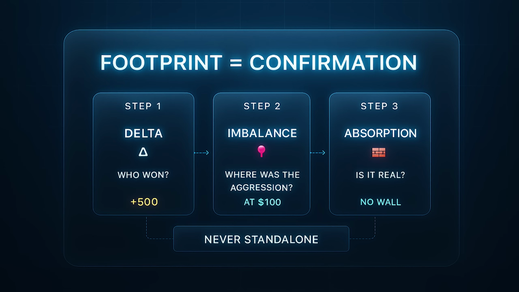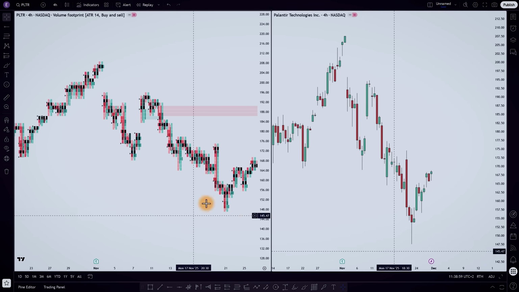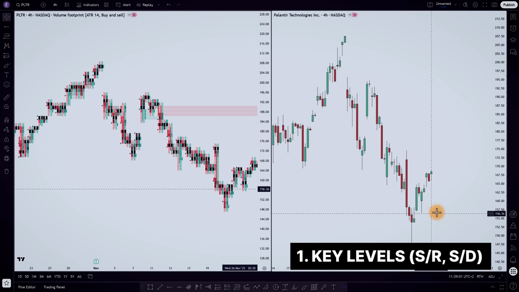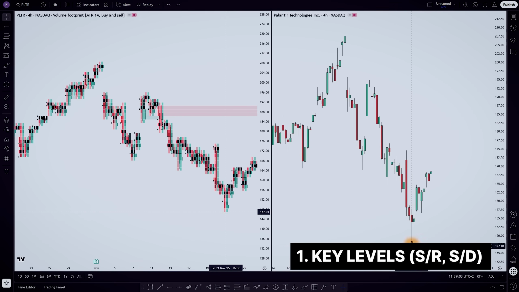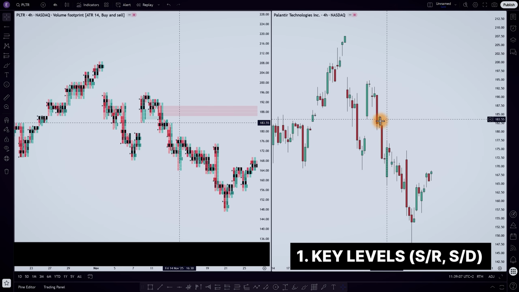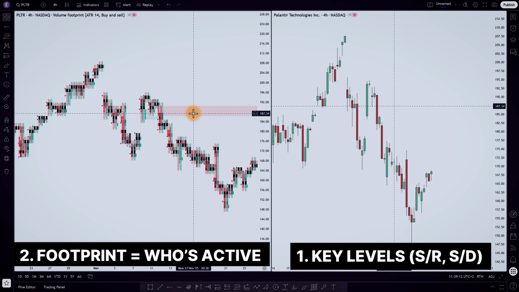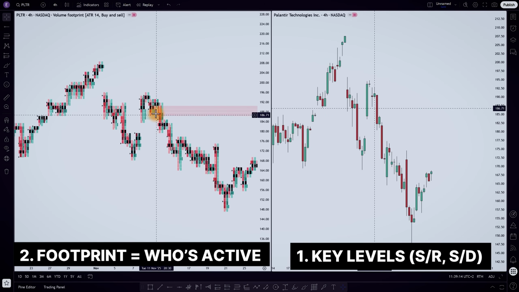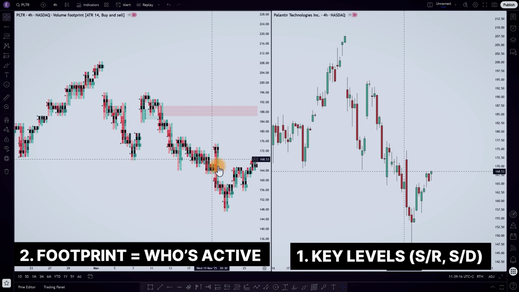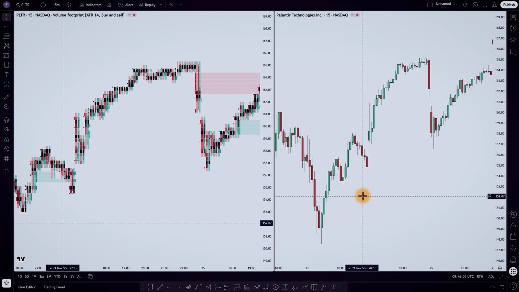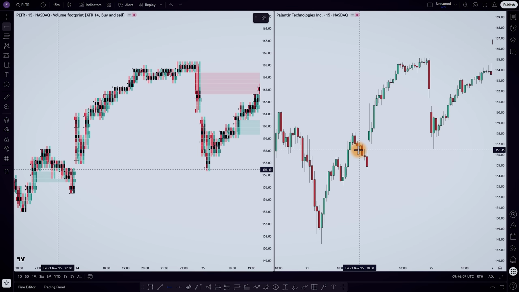But footprint is never a standalone system. It's confirmation. First, identify your key levels: support, resistance, supply, demand. You need structure first. Then use footprint to see who is active at those levels. Structure tells you where to look. Footprint tells you what's happening there. Let me show you the high probability long setup.